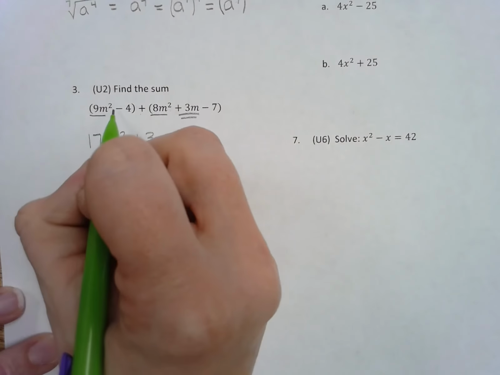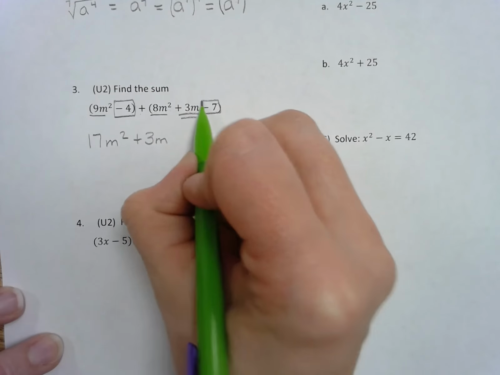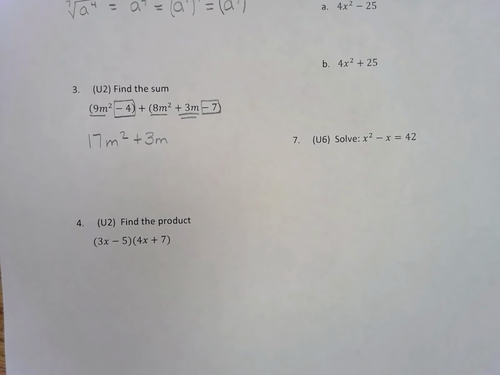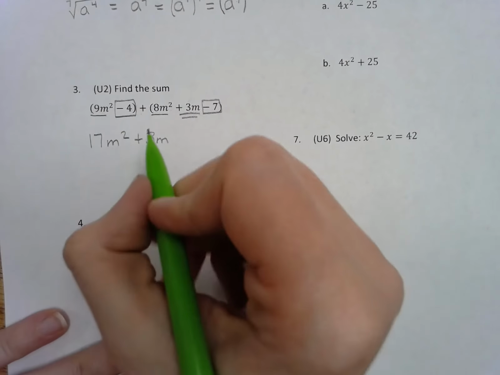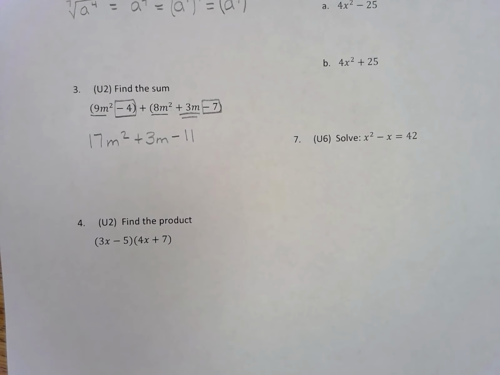And then finally, our -4, we'll add it with -7. Those are the like terms because they do not have a variable. We call those constants. So -4 plus -7 gives us -11. And that's as far as we can go with that problem. We cannot combine anything else because we have no other like terms.